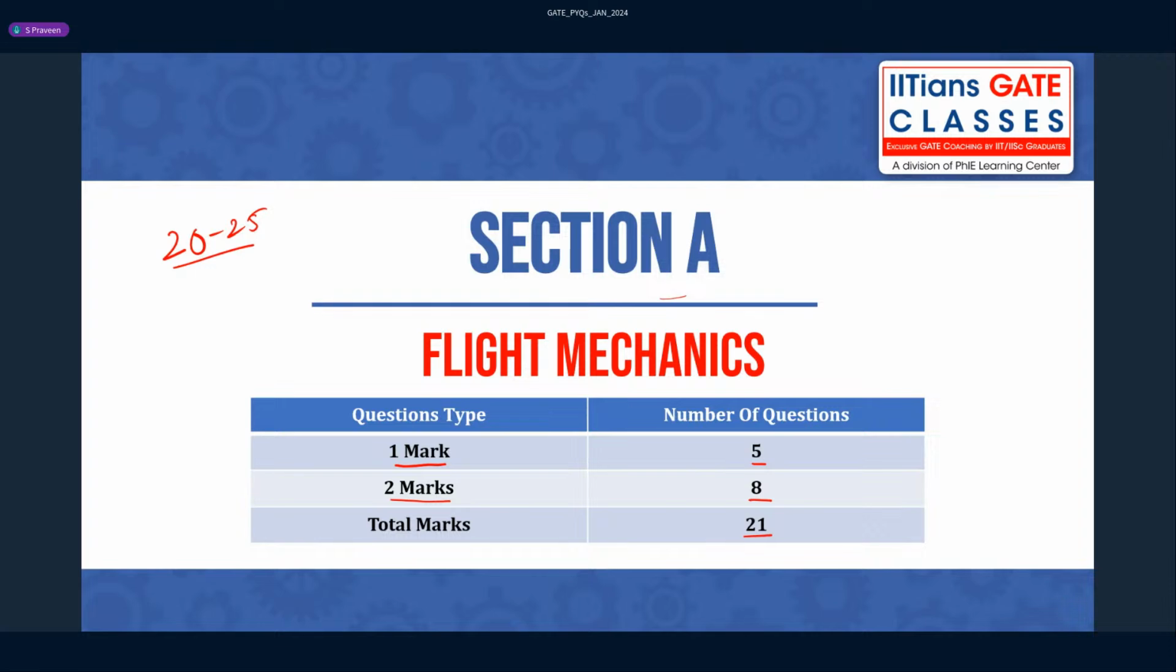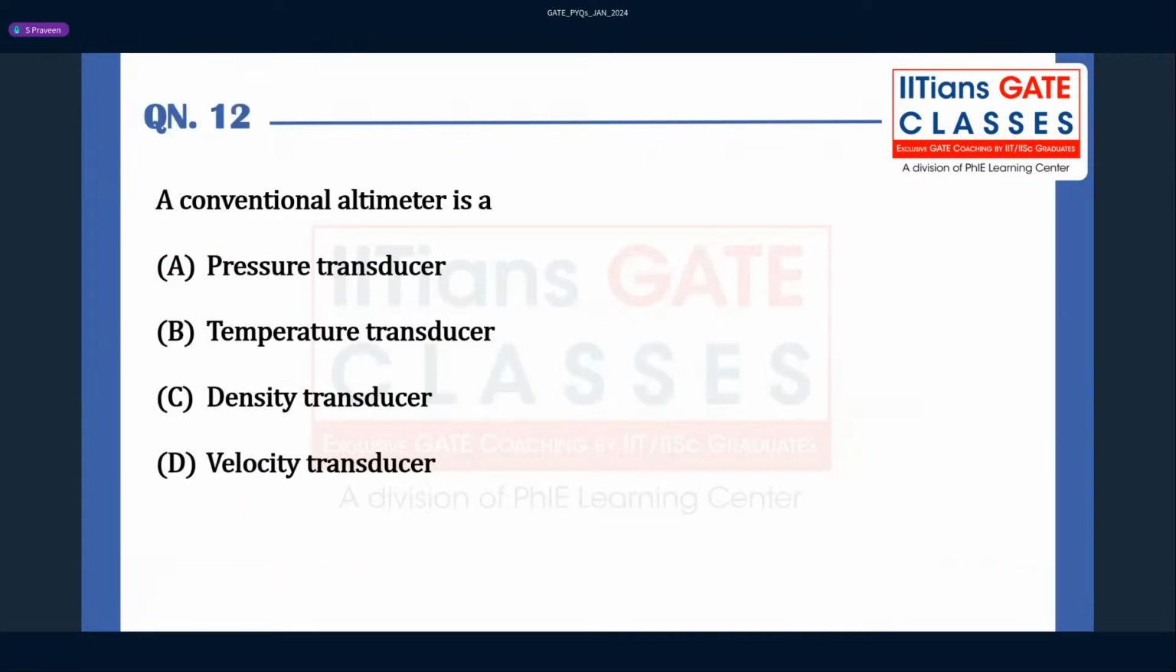So this is the norm that they follow while setting up GATE papers. Okay, so let's get started. This is the first question. A conventional altimeter is dash. We have 4 options here: pressure transducer, temperature transducer, density transducer, and velocity transducer.